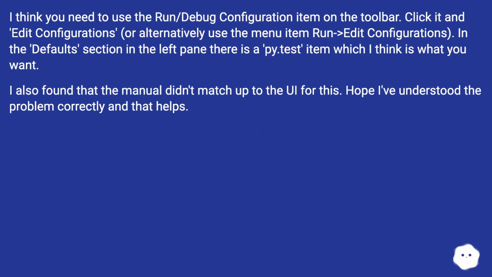I think you need to use the run/debug configuration item on the toolbar. Click it and edit configurations, or alternatively use the menu item run, edit configurations. In the defaults section in the left pane there is a Py.Test item which I think is what you want. I also found that the manual didn't match up to the UI for this. Hope I've understood the problem correctly and that helps.